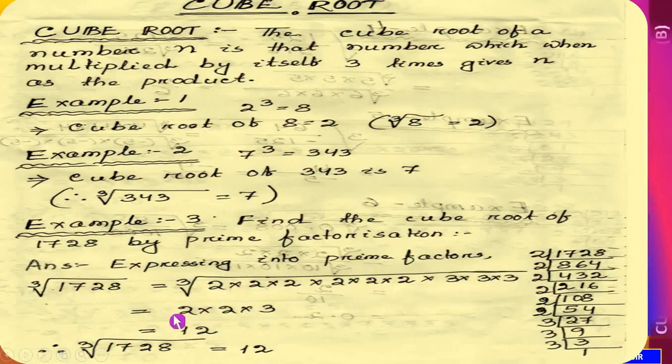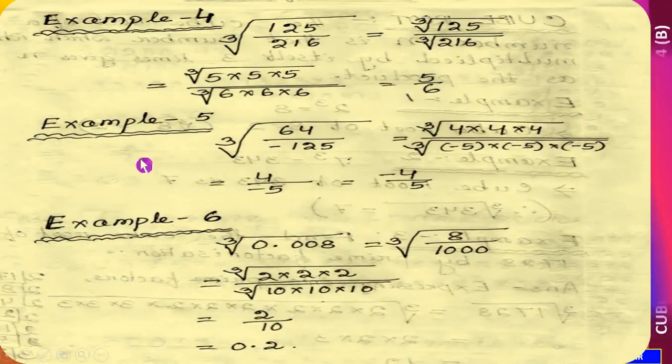From this triplet we can take 2, from this triplet again we can take another 2, and from this triplet we can take another 3. So now multiply: 2 into 2 equal to 4, 4 times 3 is 12. Therefore cube root of 1728 equal to 12. It means that 12 into 12 into 12 equal to 1728. Next example. Look here, cube root of 125 divided by 216.